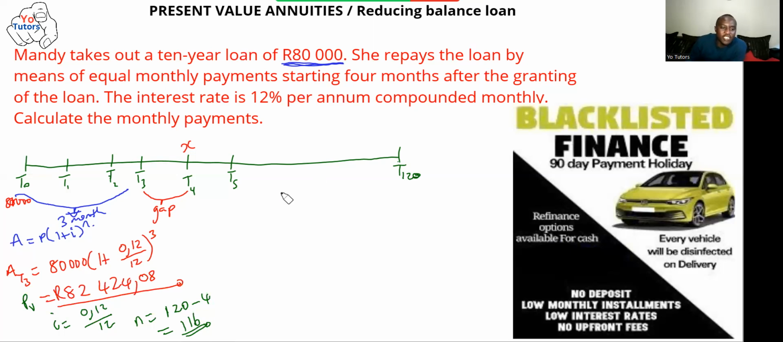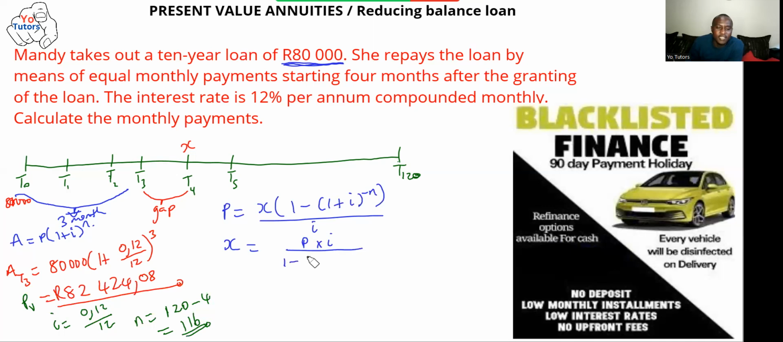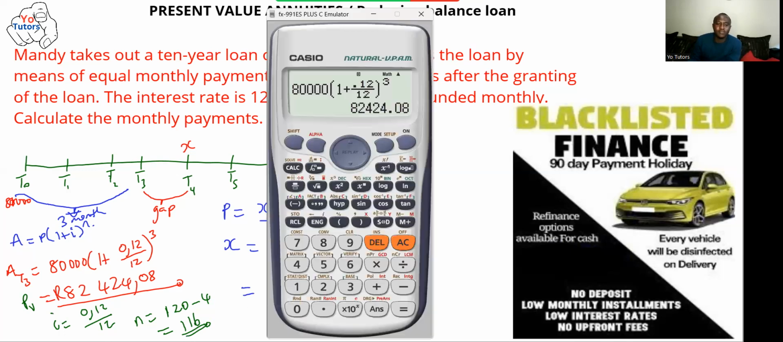So in this case now, let's just substitute our values there. We know that P is equal to X times 1 minus 1 plus I to the power of negative N, all over I. And what is our X? We want the equal payment. It's going to be P times our I all over 1 minus 1 plus I to the power of negative N. Okay, that's what we need to understand there. Then let's just try to punch it in our calculators.